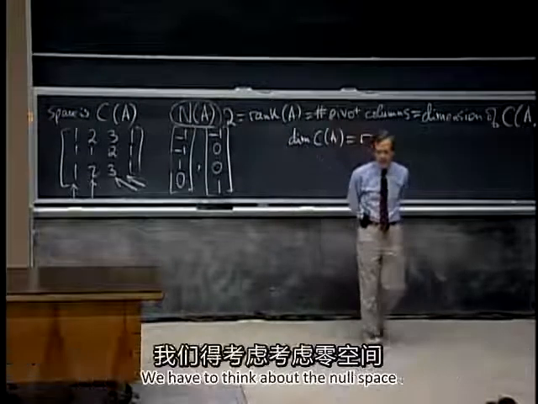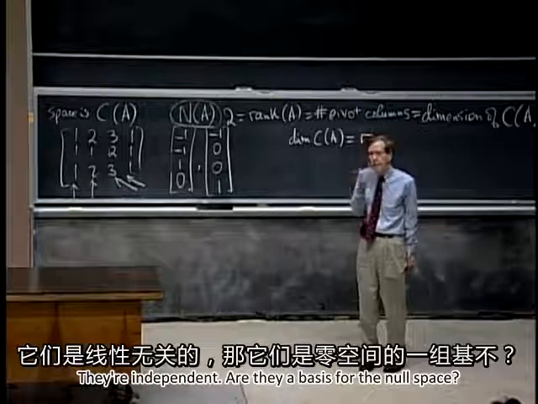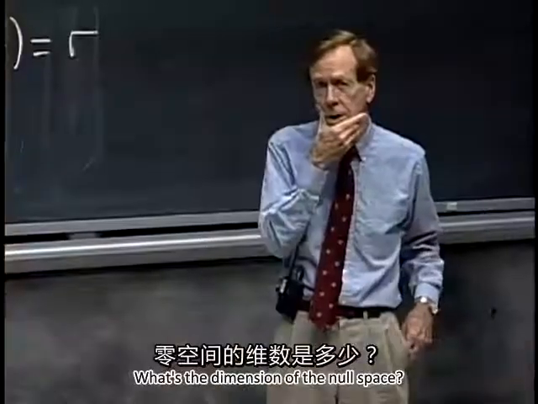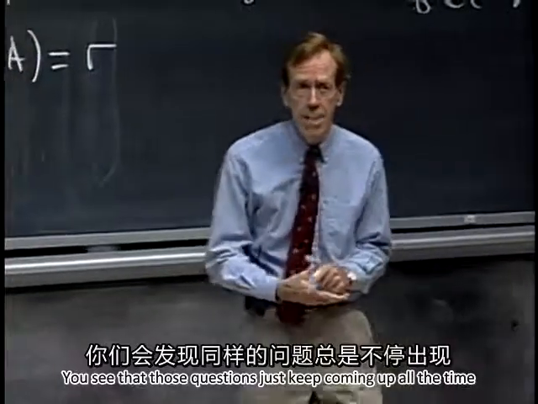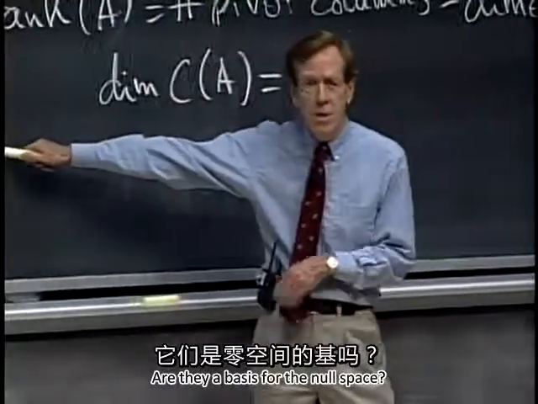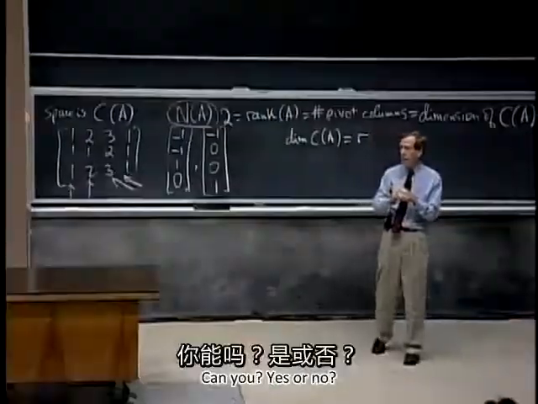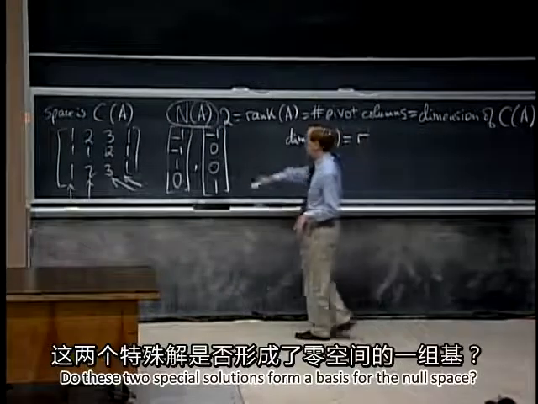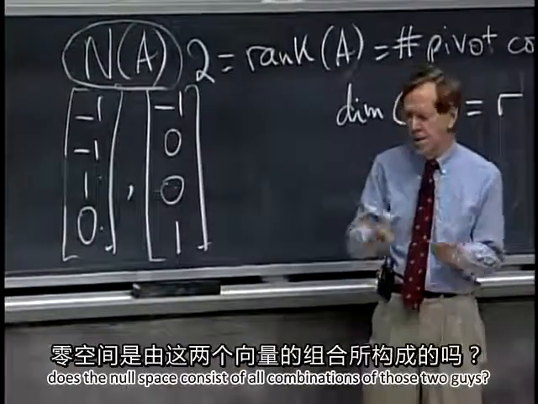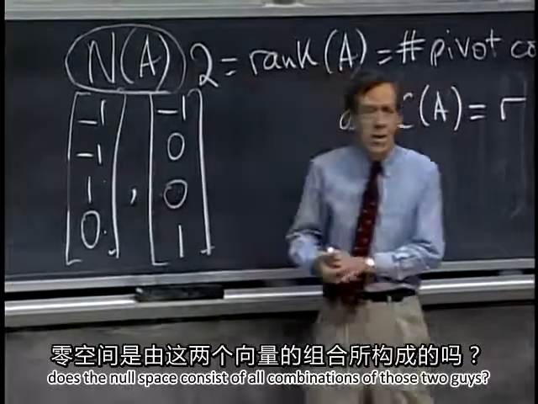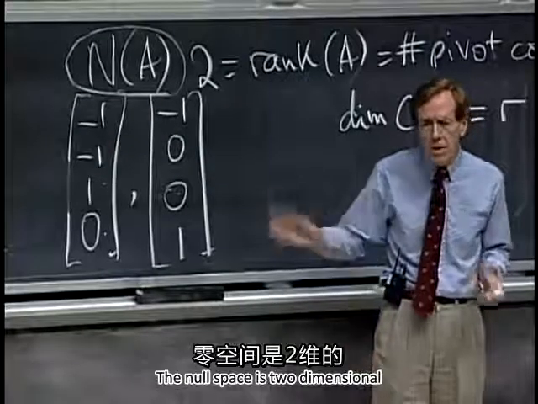And what's the null space now? We have to think about the null space. These are 2 vectors in the null space. They're independent. Are they a basis for the null space? What's the dimension of the null space? You see, those questions just keep coming up all the time. Are they a basis for the null space? You can tell me the answer even though we haven't written out a proof of that. Can you? Yes or no? Do these 2 special solutions form a basis for the null space? In other words, does the null space consist of all combinations of those 2 guys? Yes or no? Yes. Yes. The null space is 2-dimensional.